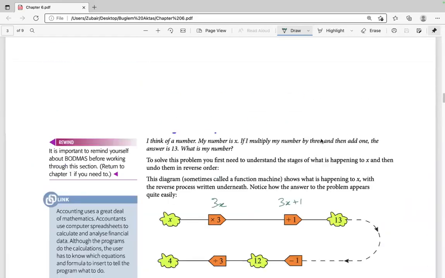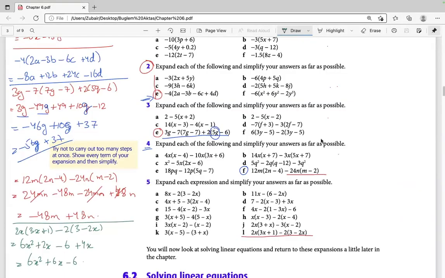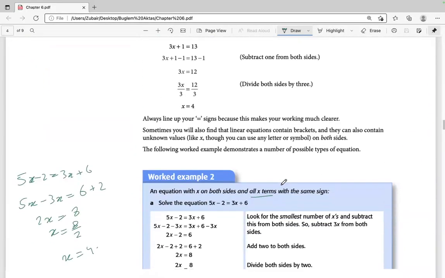Till now, what were we doing? We were just simplifying it. If it would have been equal to something, we would be able to find the values for the unknown. Till now, we were just factorizing them and expanding them.